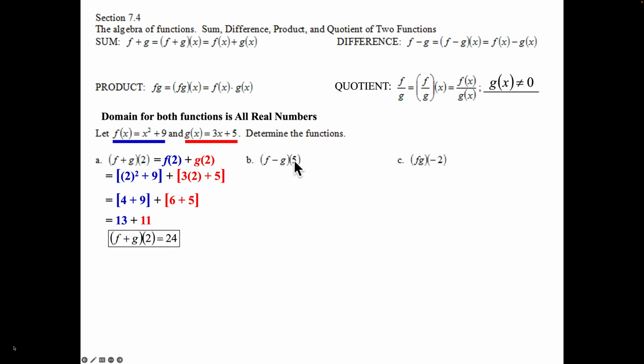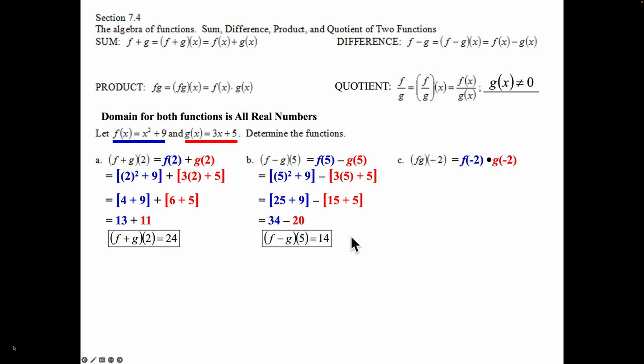If we want to do (f minus g) of 5, same concept. I'm going to take the 5, substitute it into the f function, keep it in blue brackets, take the 5, put it in for the x of the g function, and again, keep that in red, and simplify each one of these individually, and the last thing I want to do is to subtract. So 5 squared will be 25, 3 times 5 will be 15, 25 plus 9 is 34, 15 plus 5 is 20. The last thing we do is subtract these two y coordinates, and we get 14 for an answer.